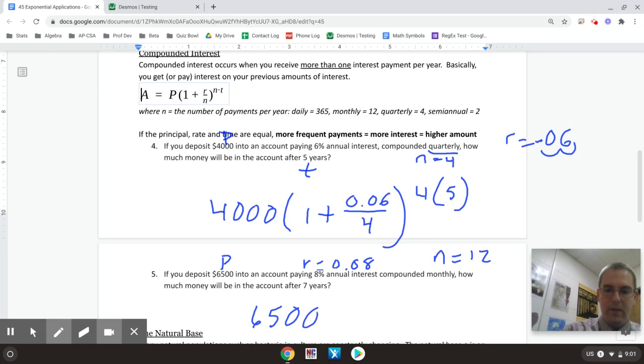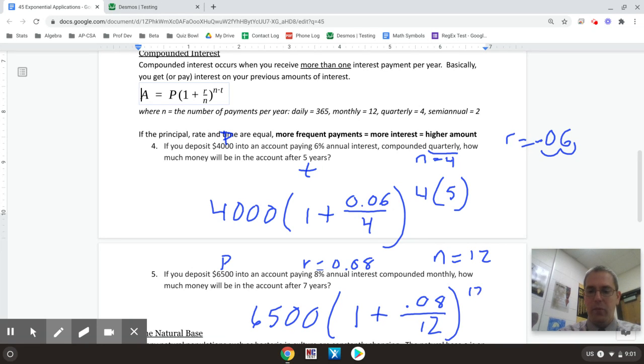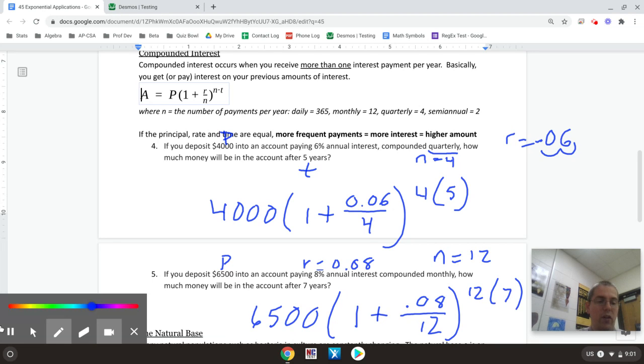6,500 times 1 plus 0.08 divided by 12, because that 8% interest is being split up into 12 different payments. And then my exponent is 12 times 7, because I'm not just getting 1 payment every 7 years, I'm getting 12 payments for each of my 7 years. So 12 times 7 for the exponent. You can go ahead and put that in Desmos, remember to round to the nearest cent, and let me know if you have questions on these problems.